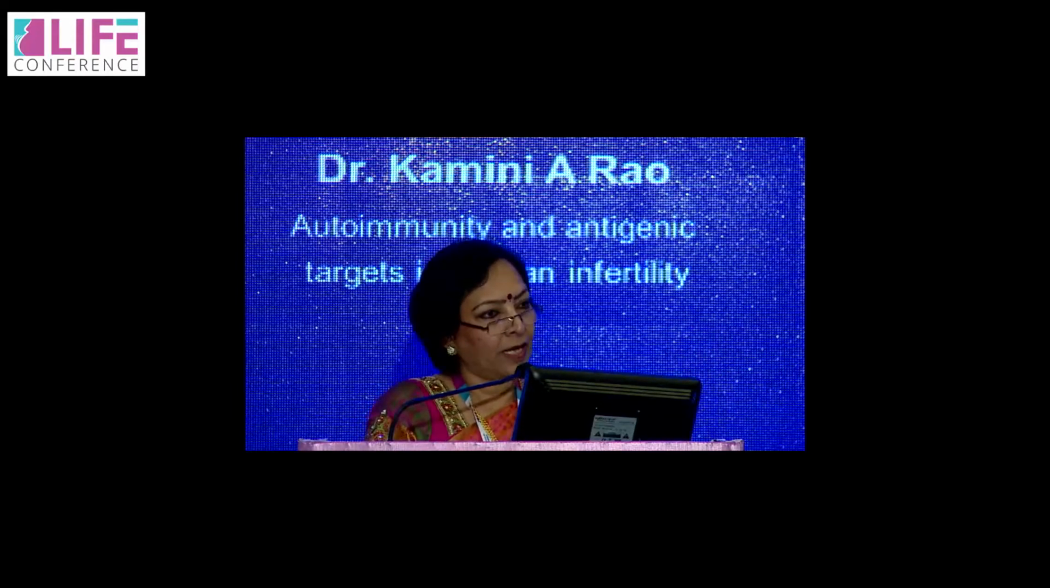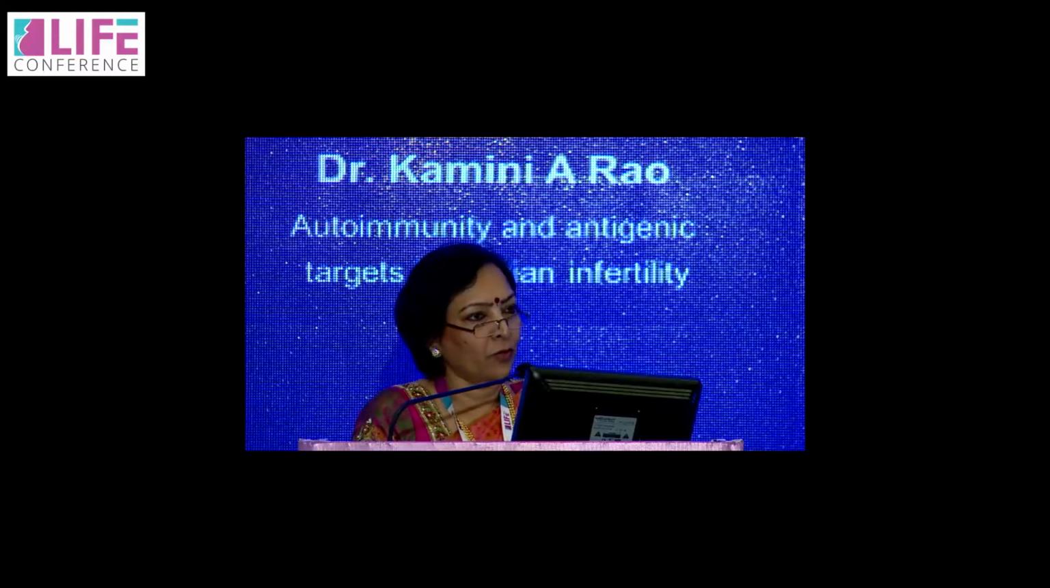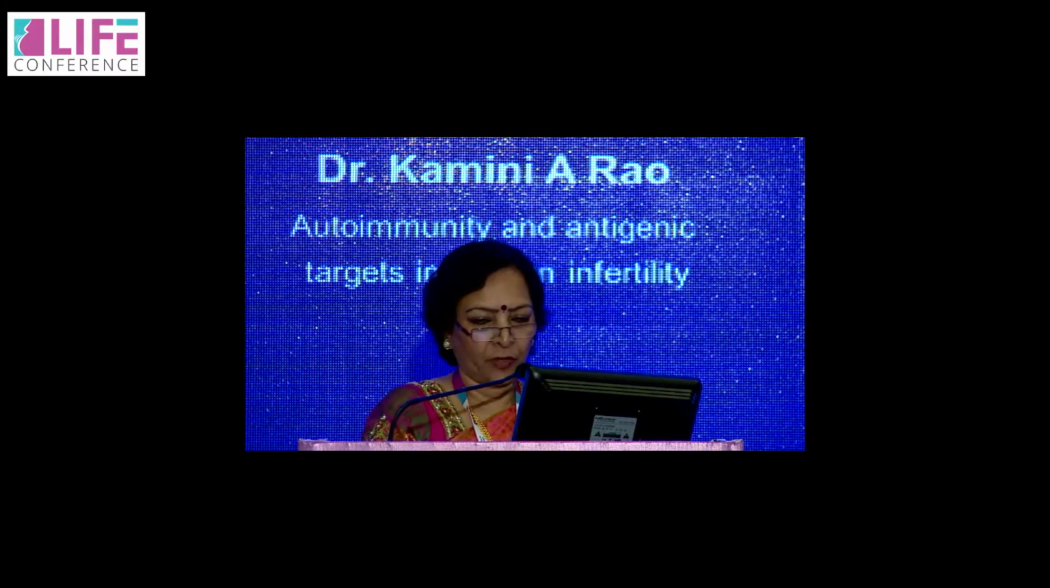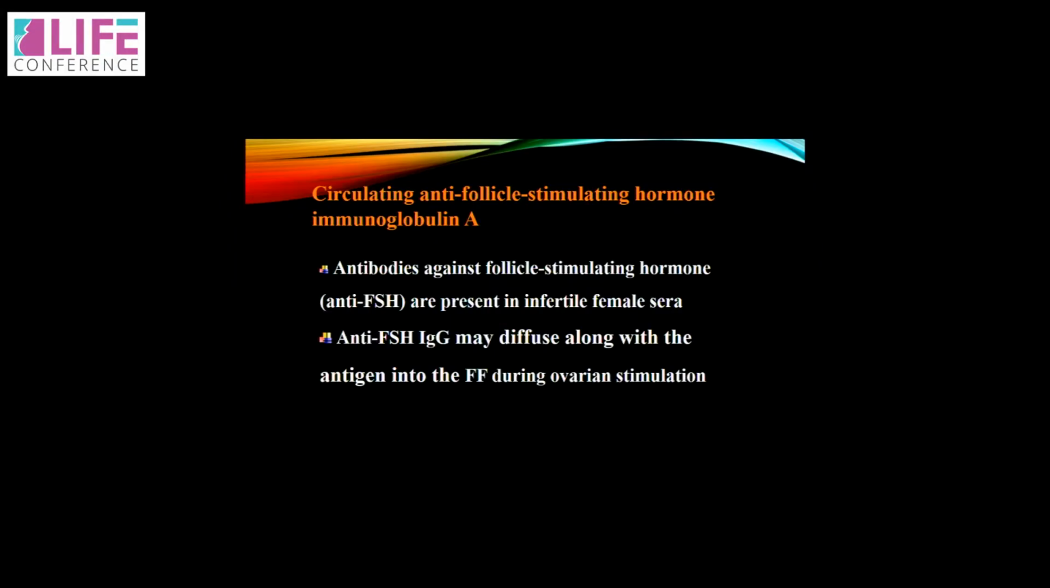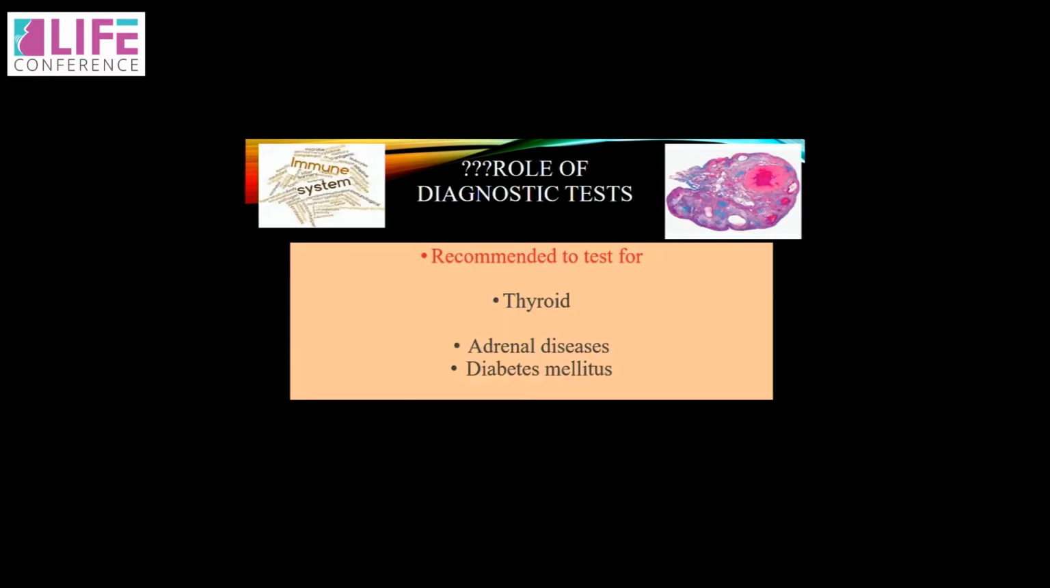Are we actually looking at the gonadotrophin targets, or are we looking at the anti-ovarian antibodies, is something for future research. The circulating anti-follicle stimulating hormone immunoglobulin A, that's the antibodies against the follicular stimulating hormone, that is anti-FSH, are present in infertile female sera, and anti-FSH IgG may diffuse along with the antigen into the follicular fluid during ovarian stimulation. So what are the recommended tests that we would look for in these cases?